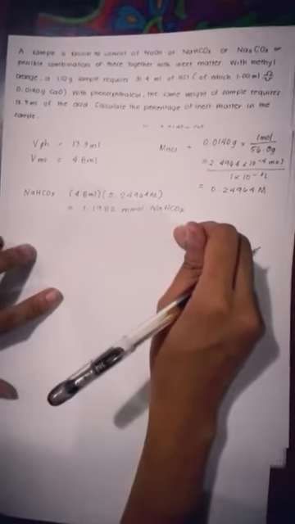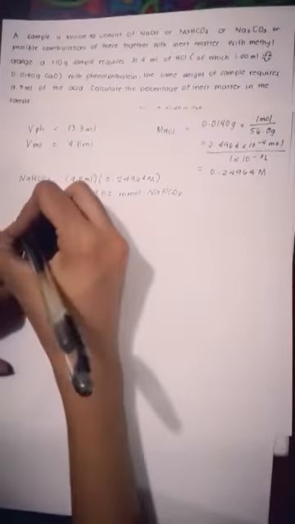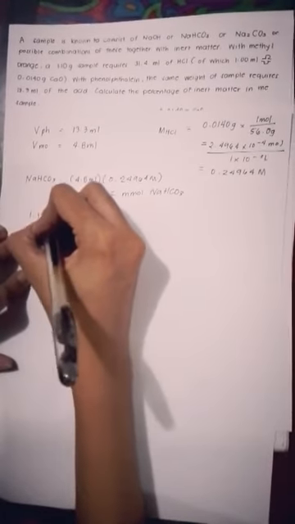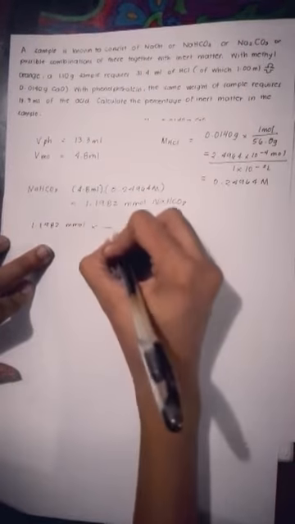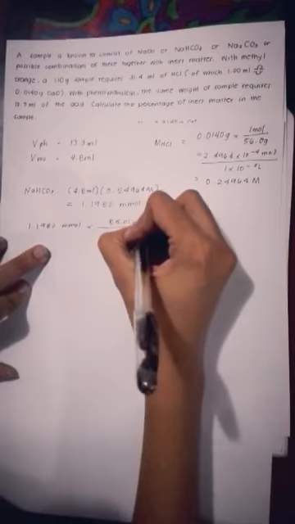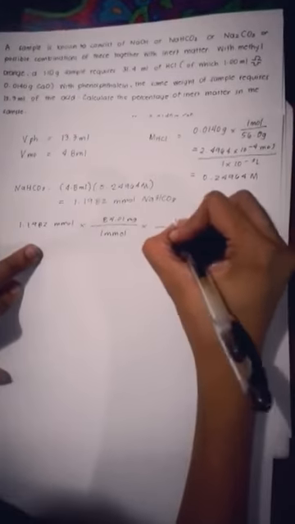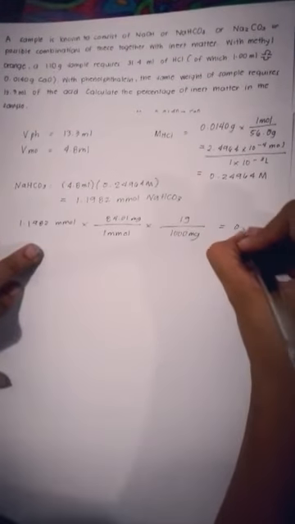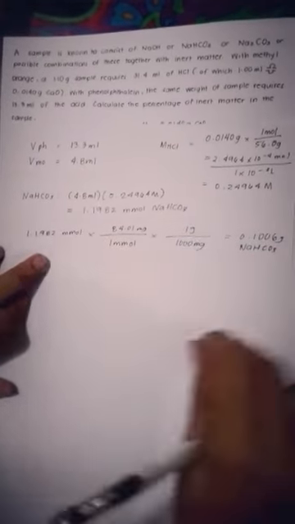So now that we have the moles of the sodium bicarbonate, we can compute now for its grams. So 1.1982 mmol multiplied to 1,000 milligrams. The answer will be 0.1006 grams of sodium bicarbonate.